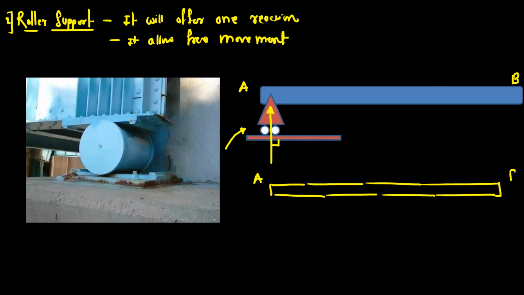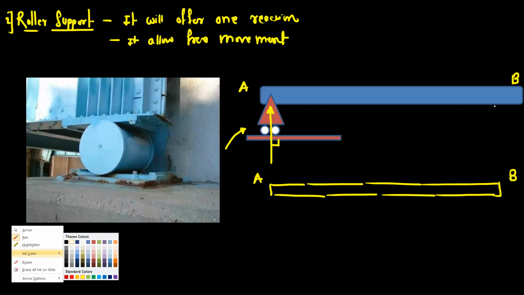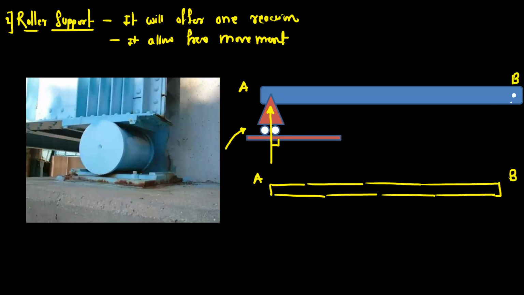So suppose this is the beam AB. And beam AB is supported at 2 points. At point B, there is hinge support. And at point A, there is a roller support. So when you draw the free body diagram, let us take it is subjected to forces F1, F2.